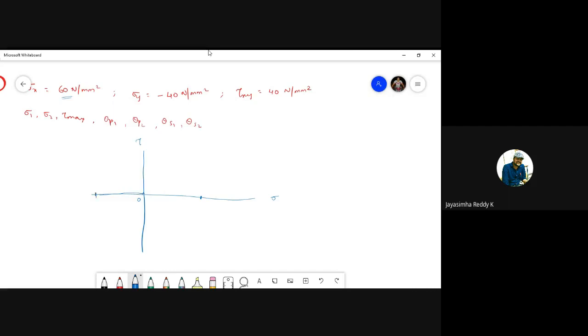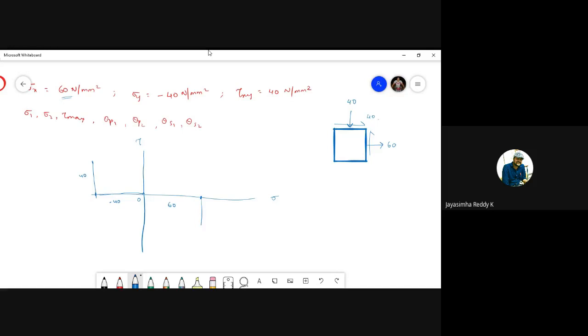Now if you go to the pictorial presentation, the problem looks like this. This is 40 and this is 60. You have to take this as negative. This is given like this and this is given as 40. At sigma y, the shear stress is making a clockwise direction, so I have to go positive 40. So this is -40, this is 60, and this is +40.